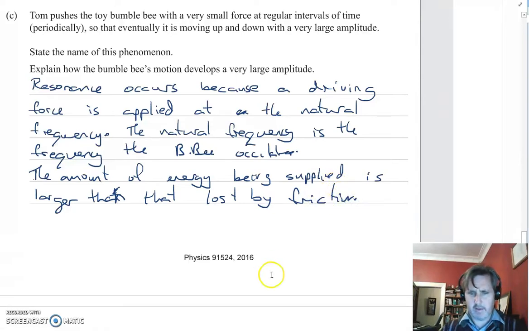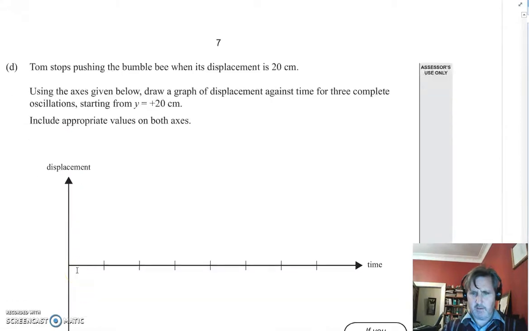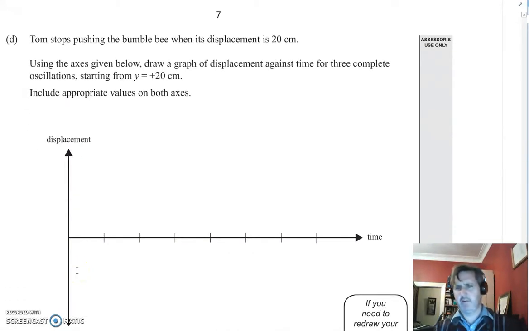Okay, and now we're into the last question. And Tom stops pushing the bumblebee. This displacement is at 20 centimeters. Use the axes below to draw a graph of displacement against time for 3 complete oscillations. Okay, so I'm just going to look at the scale here. I think I'm going to do 1 complete oscillation to there, then 2, then 3. Okay, so starting from y is at plus 20.